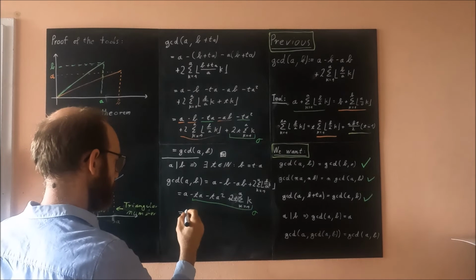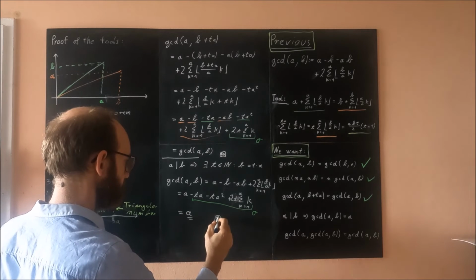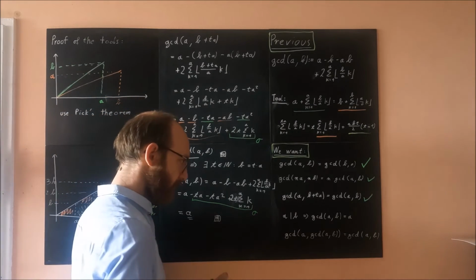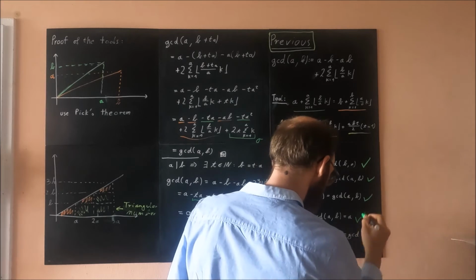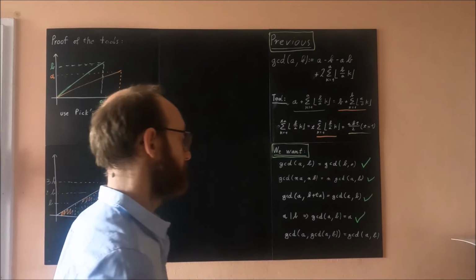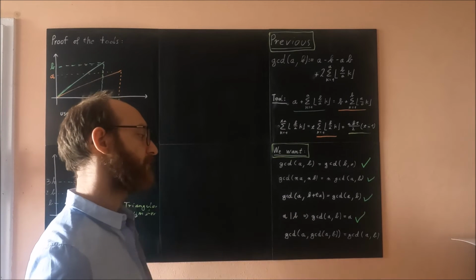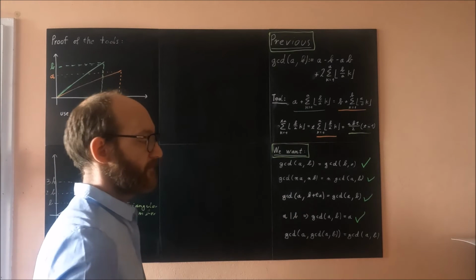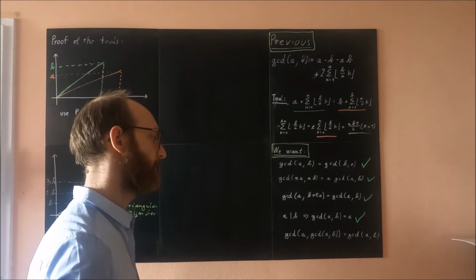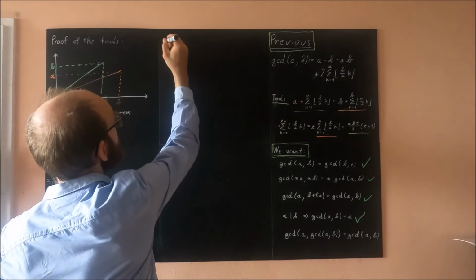So we are left with a, and this is exactly what we wanted to prove. Alright, so we have finished our proof for the fourth statement. So the last statement: the GCD of a and the GCD of a, b is the GCD of a, b. So we start on the left hand side.